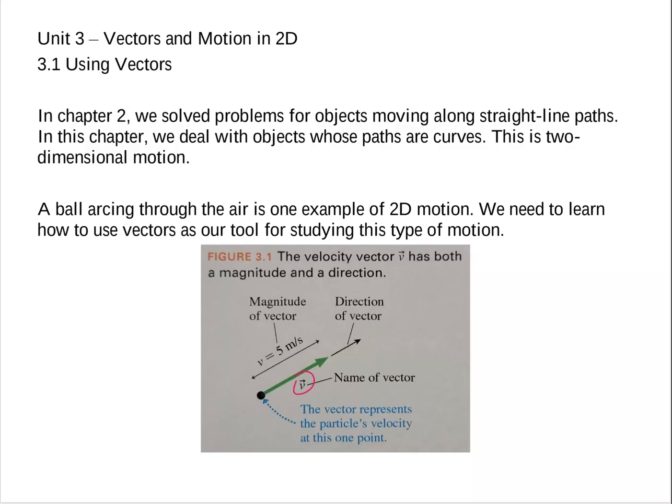So in the figure, we have the velocity vector v has both a magnitude and a direction, of course, because it's a vector. So the magnitude of the vector here is 5 meters per second. And the direction of the vector, we can see the way that the arrow is pointing. So we have our vector magnitude and direction. The name of the vector is here. It's a v with an arrow above it, and the vector represents the particle's velocity at this one point.